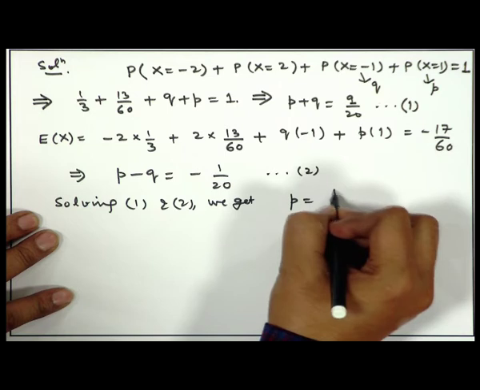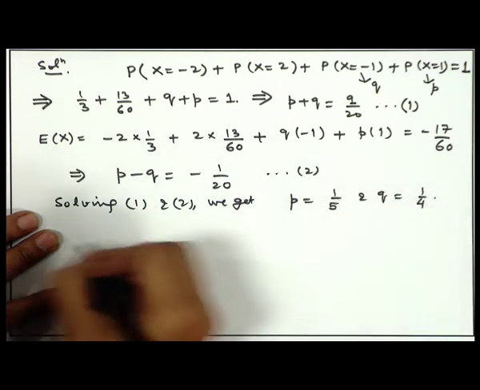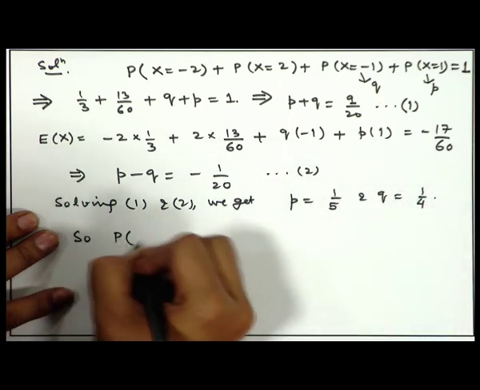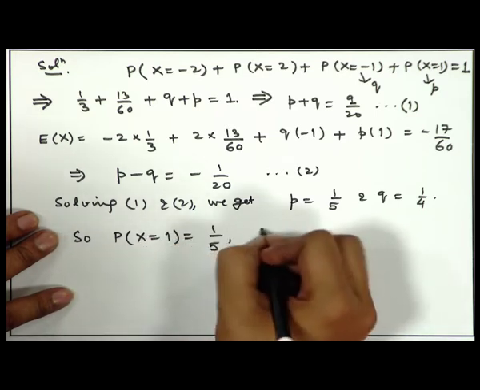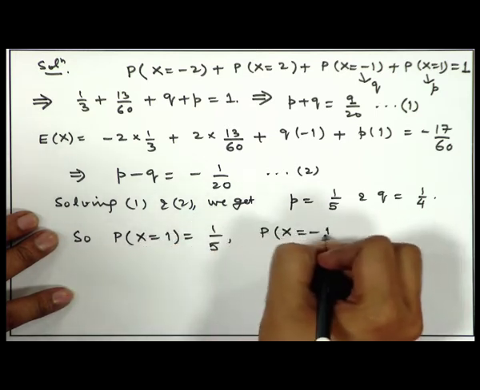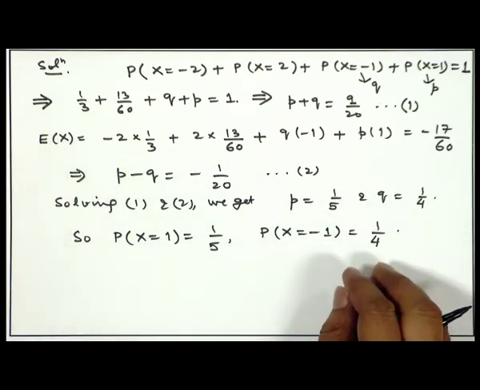P is equal to 1 by 5 and q is equal to 1 by 4. So, probability x is equal to 1 in this problem is 1 by 5 and probability x equal to minus 1 is equal to 1 by 4. So, from the given condition we are able to derive the values.